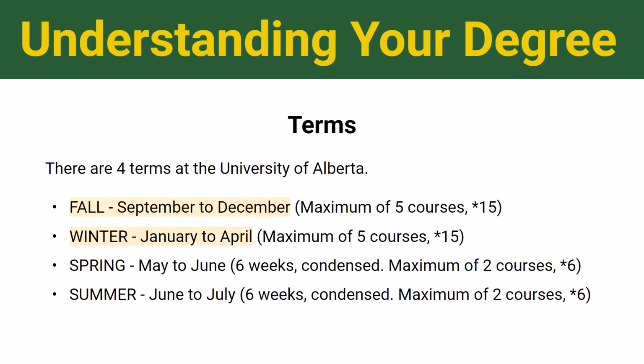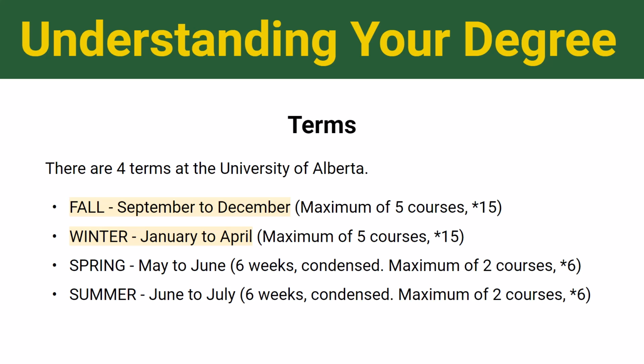There are 4 terms at the University of Alberta. There's fall, which runs September to December, and winter, which runs January to April, and there are optional terms including spring and summer. Spring runs May to June, summer runs June to July.